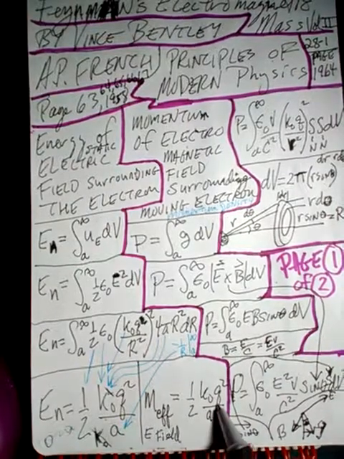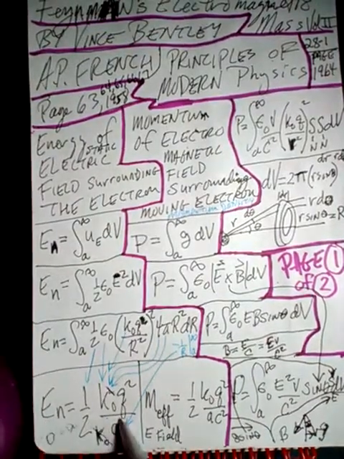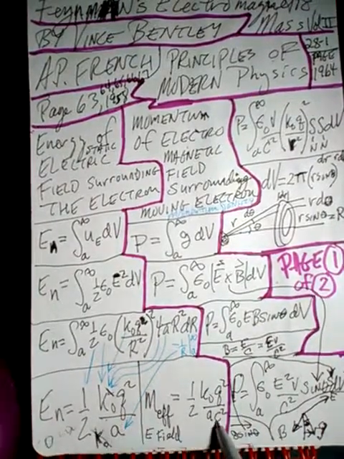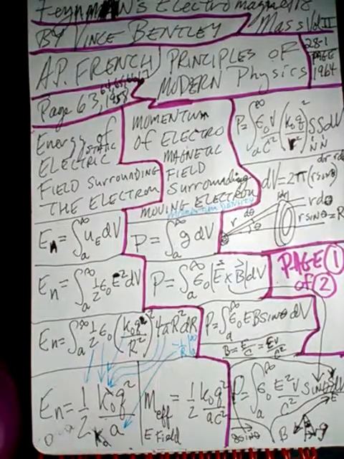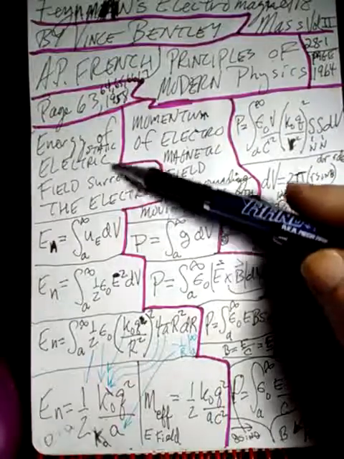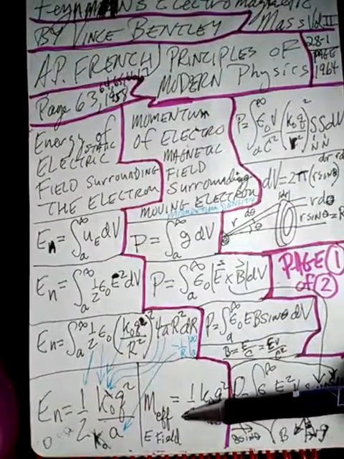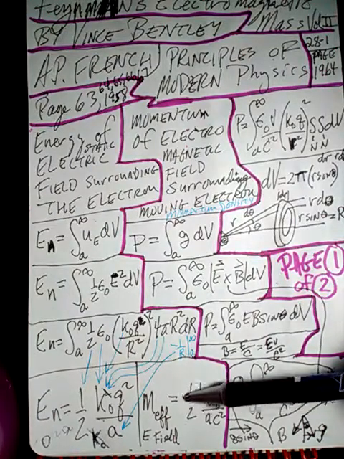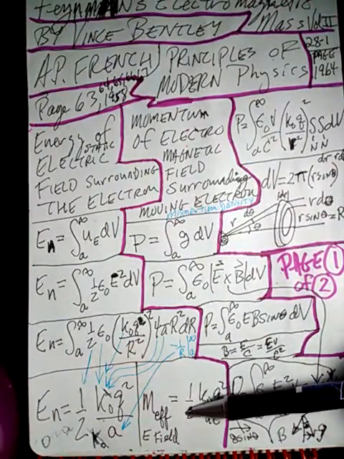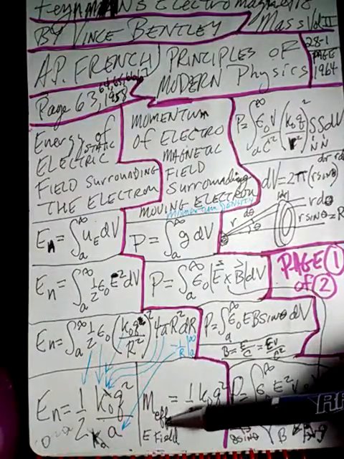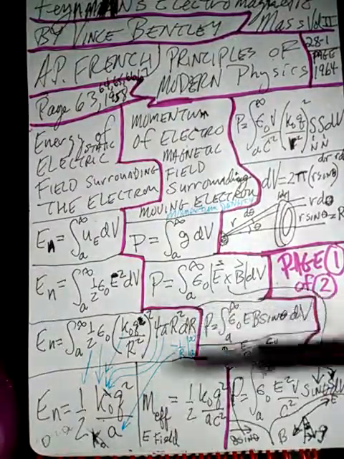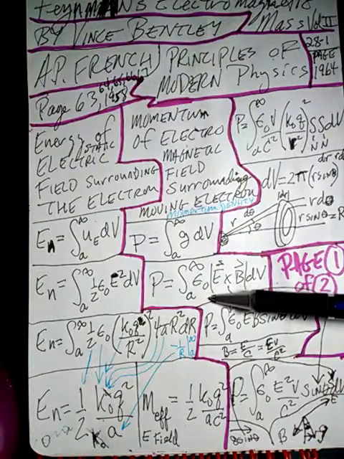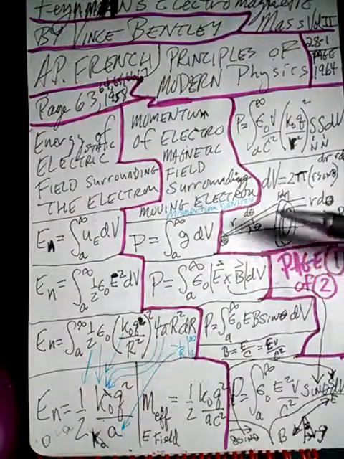So the effective mass is this, the total energy is this. This divided by c squared is the mass according to Einstein. That's one way to figure out the effective mass of the electric field that surrounds the electron, from its radius out to infinity.